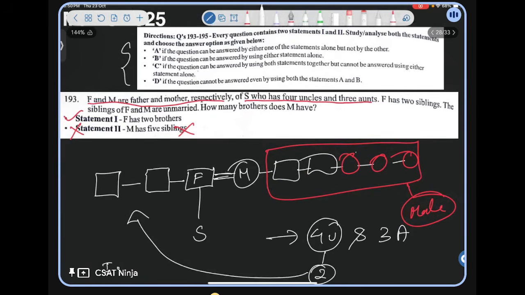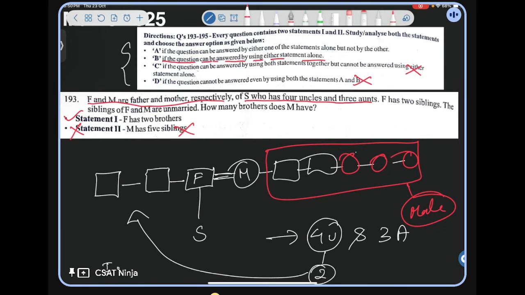So if the question cannot be answered even by using statement number 2, this option is eliminated. If the question can be answered by using both statements together, no, this option is eliminated. If the question can be answered by using either statement alone, any one of them, or what does option A say? If the question can be answered by either one of the statements alone, but not by the other. Okay, so B says it can be answered using either statement.